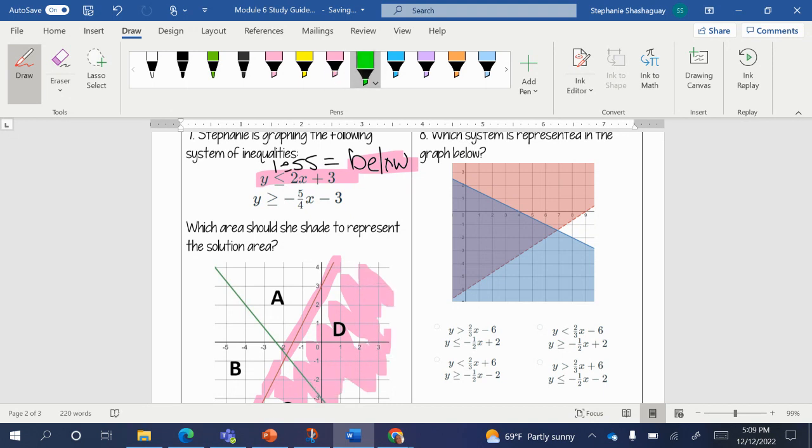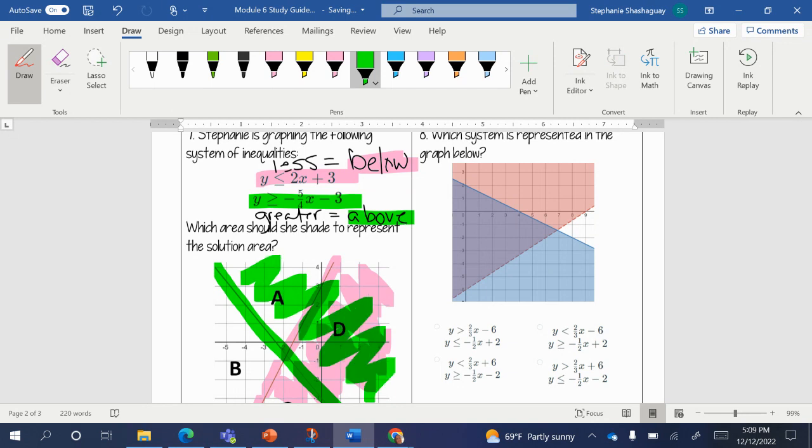Okay, now let's take a look at this green line. This is y is greater than. If I have a greater than symbol, then I'm going to shade above the line. Above the line. So that would be anything on this side. So where do the two shaded areas overlap? Right here in D. All right.